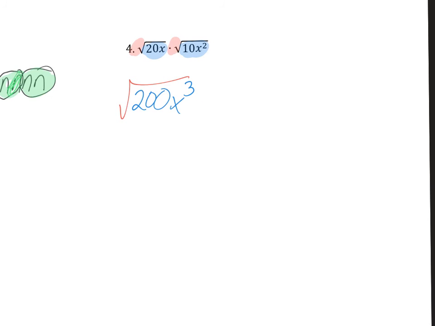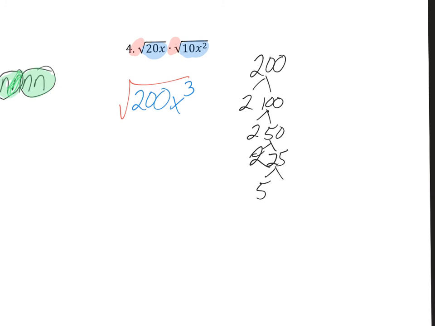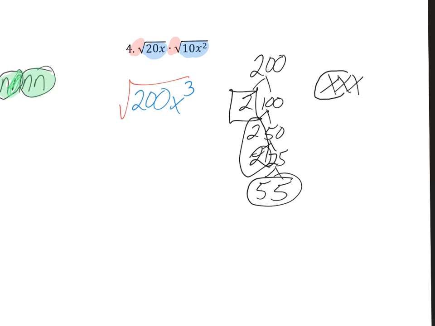Now I'm going to go ahead and simplify that. So I have 200, 2 and 100, 2 and 50, 2 and 25, and then 5 and 5. Now I'm going to put circles around my pairs. I have a pair of 5s, a pair of 2s. I have an extra 2, so I'm putting a box around that. I have 3 x's, so I'm putting a circle around the pair and a box around the one that's all by itself.